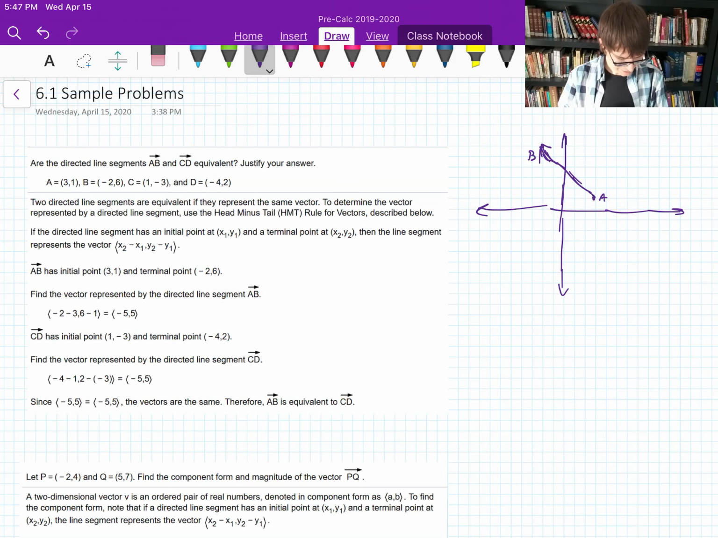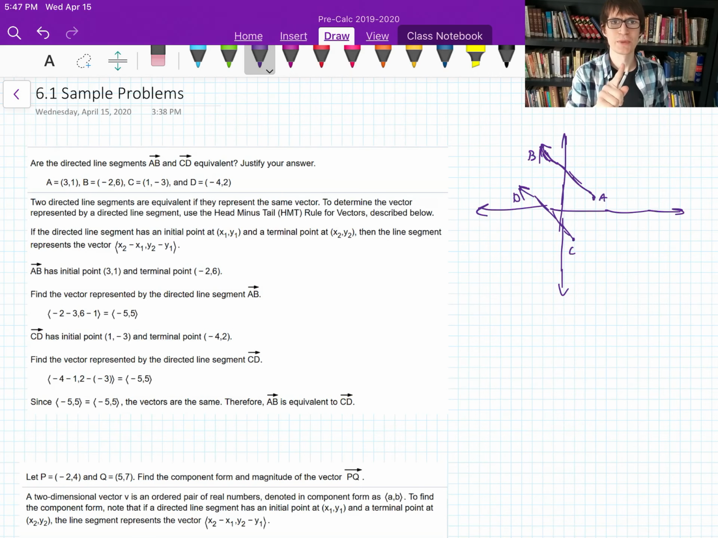Vector CD starts at 1, negative 3. So that's 1, negative 3. That's point C. And point D is negative 4, 2. So we'll go to negative 4, 2. And we'll draw a line. And it goes from C to D, so the arrow goes upwards like that. And so you can see visually, they look kind of similar. They look as if they could be equivalent. They kind of go in the same direction, and they seem to be about the same size. So they're probably equivalent, but we'll want to confirm it just in case.